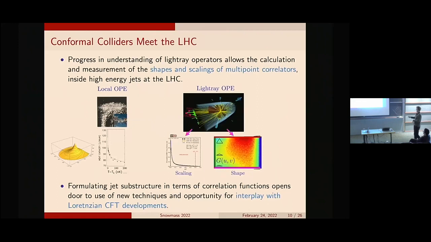jets and the standard model at the LHC in much the same way that one does for studying, for example, condensed matter systems, where you measure correlation functions and their scaling behavior, and that one can really do the exact same thing and measure the scaling of these correlators as well as their shape dependence on the detector at infinity. And this really allows one to start using a lot of the nice techniques developed in these Lorentzian, which unfortunately is misspelled, CFTs to real-world collider experiments.